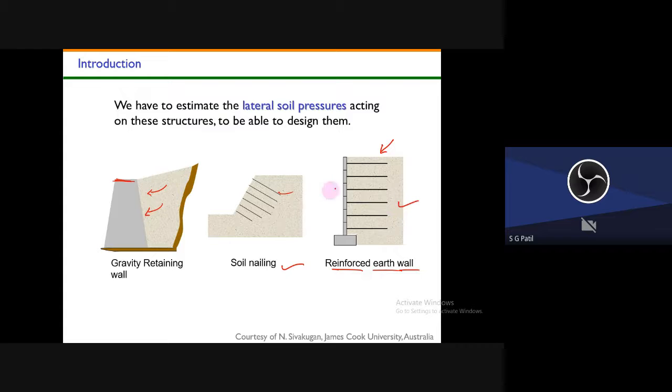This is the soil, and these are the facing material, and these will be geosynthetics. Okay, so these geosynthetics will be there. They will resist the movement of this soil. Whatever movement will be there will be resisted by the tensile strength of these reinforcing geosynthetics.